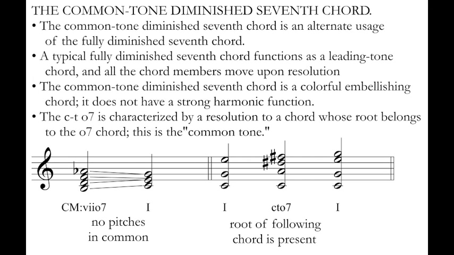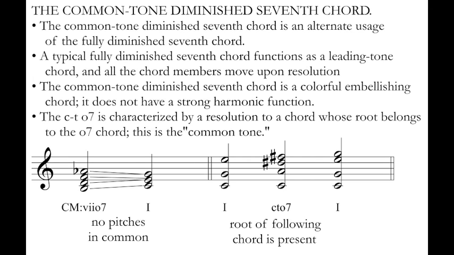How do we know a fully diminished 7th chord is a common tone chord? The common tone fully diminished 7 is characterized by a resolution to a chord whose root belongs to the fully diminished 7th chord, and this is the common tone we're talking about. Let's look at our next example here.